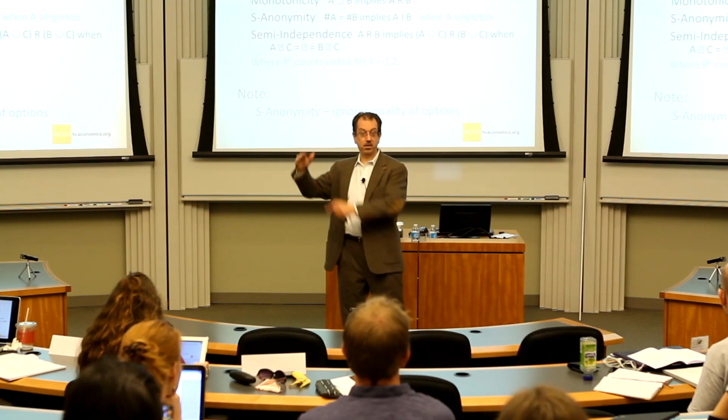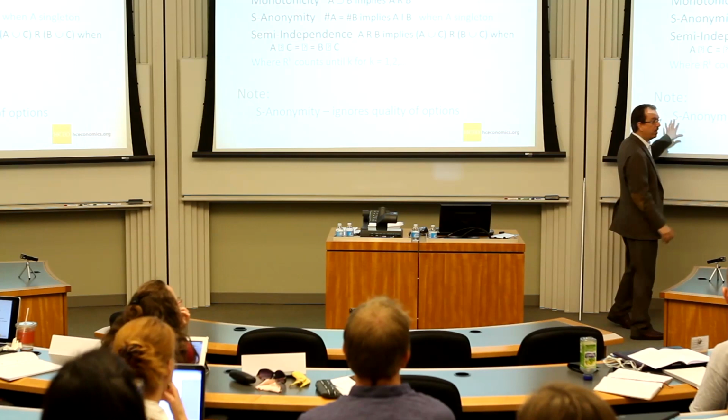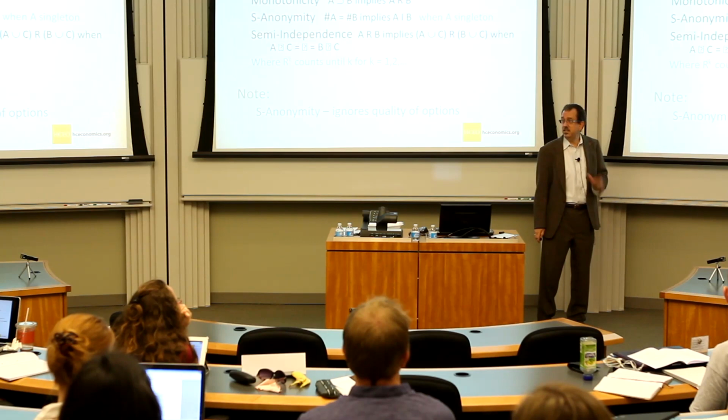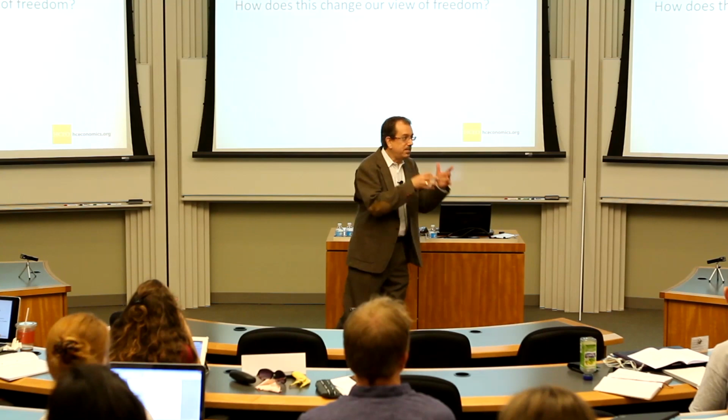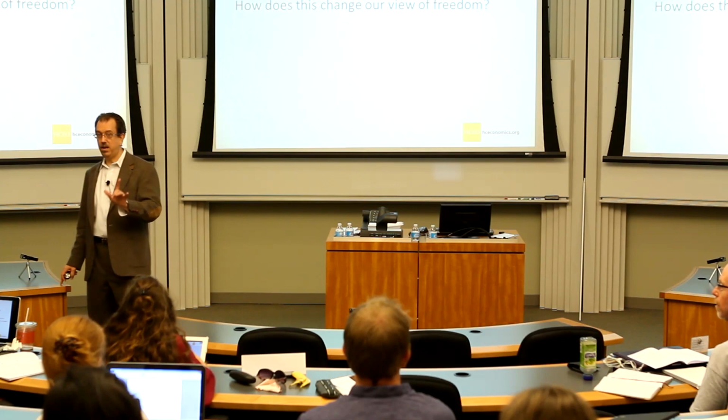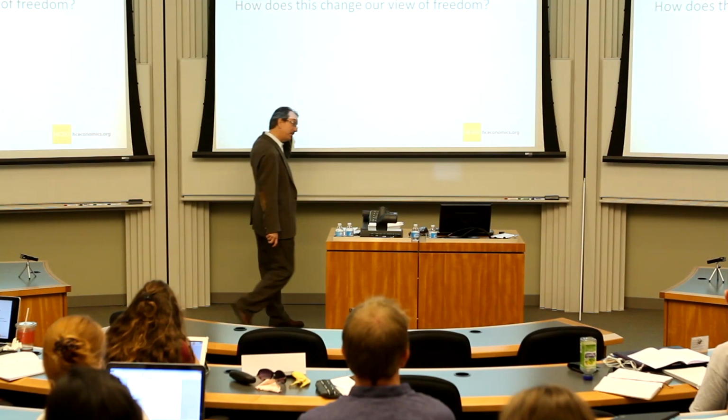So it turns out that S anonymity is really the key problem here, because it's ignoring the quality of the options. That's the interpretation. So based on this, we might impose some underlying notion of individual preference and be sensitive to it. Could there be underlying preferences that are the basis of our freedom ranking or consistent with it? So how could we change the view of freedom taking account of preference?